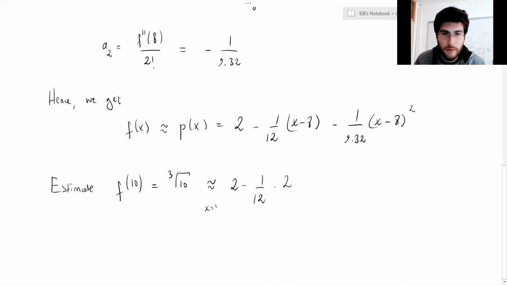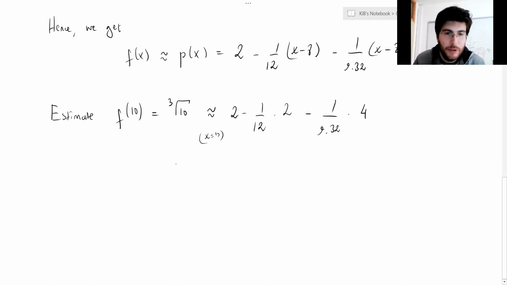Just put x equals 10. So that's all. Minus 9 times 32 times 4. I guess that's correct. And then that's all. So we try to use that much information to conclude that this thing is approximately, so just compute the value here. I don't know, just check the numerical result.